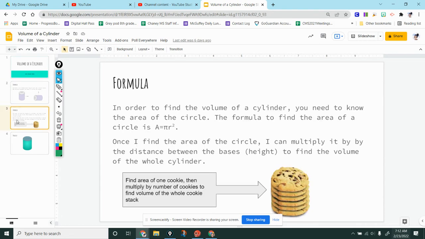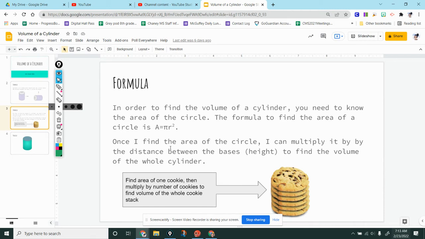In class, we visualized how a cylinder is built from a circle by using a stack of cookies, if you recall. So, in order to find the volume of the cylinder, you need to know the area of the circle. We visualized this by looking at how much cookie there was in one cookie. And then, as we stacked the cookies, we created a cylinder of cookies. And then we looked at how much cookie there was total in the whole stack. So, we took the area of the one cookie and multiplied it by the number of cookies in the stack. That's how we visualized it.